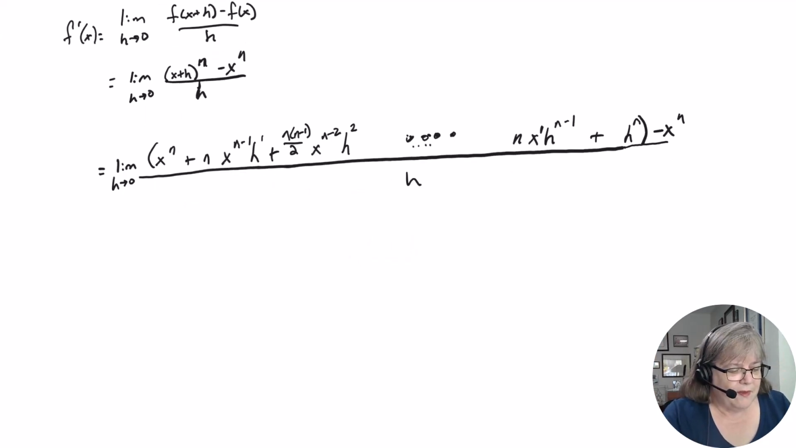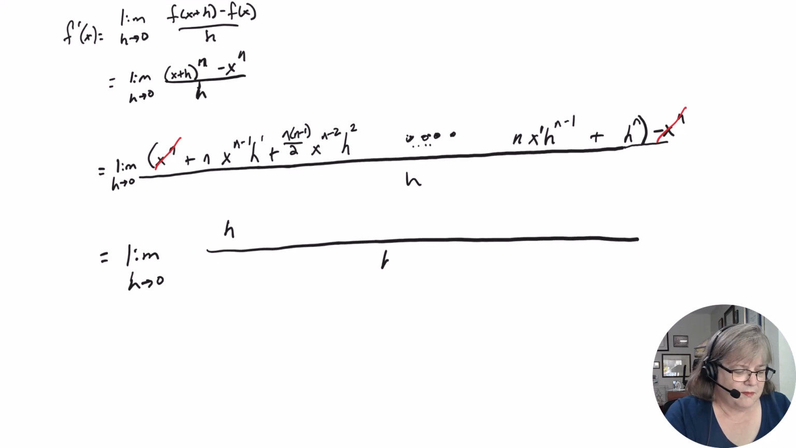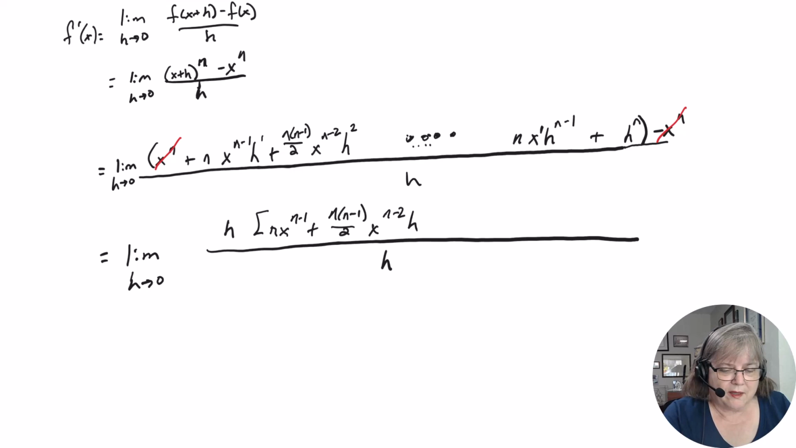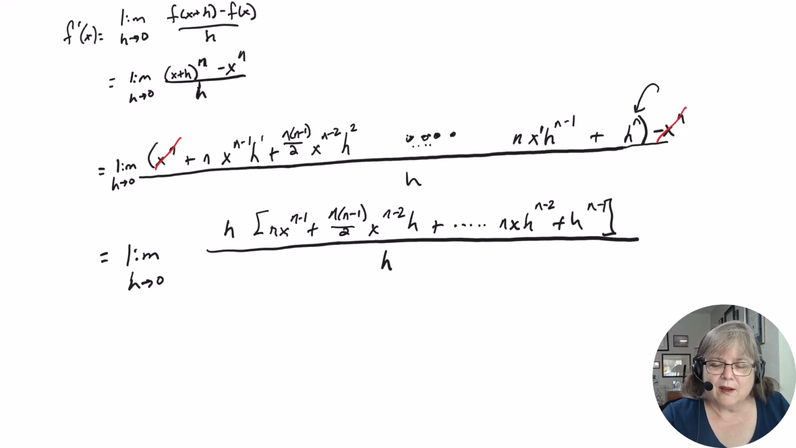So then what we're going to do is say, well, look, this x to the n is reduced to 0 with this minus x to the n. Remember when we did this, we were hoping that everything that was left had an h in common. So we are going to factor out that h. So that would be h times n x to the n minus 1 plus n times n minus 1 over 2 x to the n minus 2 times the remaining h, plus some dots, n x h to the n minus 2 plus h to the n minus 1. And you're like, where did the n minus 1 come from? I took an h out of there. Now these h's cancel.